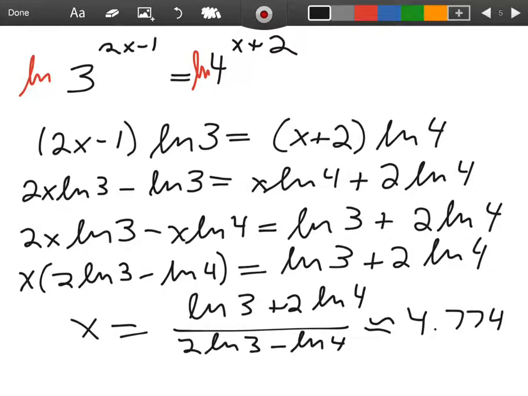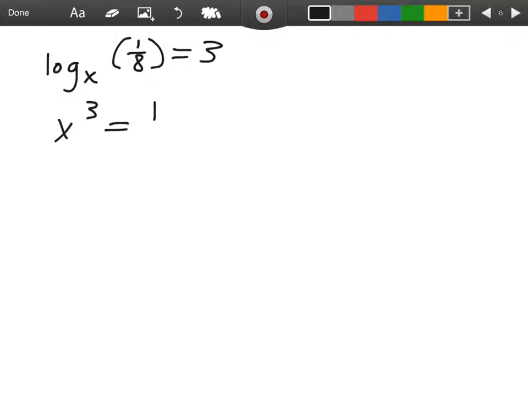That was a little bit trickier. The trick is always start out with taking natural log of both sides. Okay, now let's move to some log problems. Let's say I have log base x of 1/8 equals 3. If I convert it to exponential form, that's x to the third equals 1/8. And then I can solve it from there using techniques that I have already previously learned in this class. And the cube root of 1/8 is 1/2.